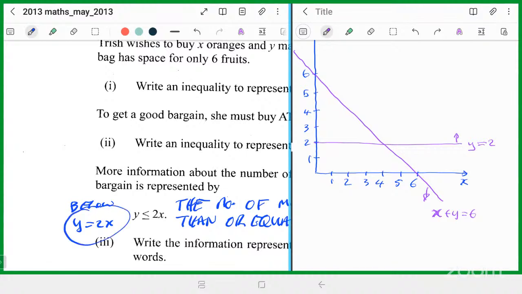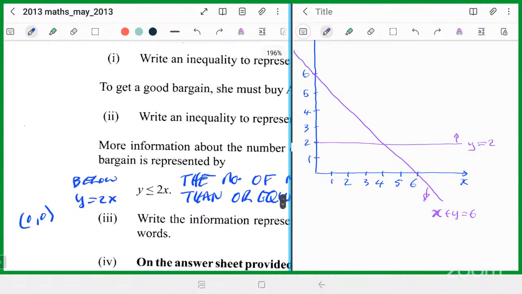The line y equals 2x passes through 0, 0, and passes through points where the y value is 2 times the x value. For example, if the x value is 3, then the y value is 6, because 2 times 3 is 6. So it passes through 0, 0 right here, and it passes through 3, 6.